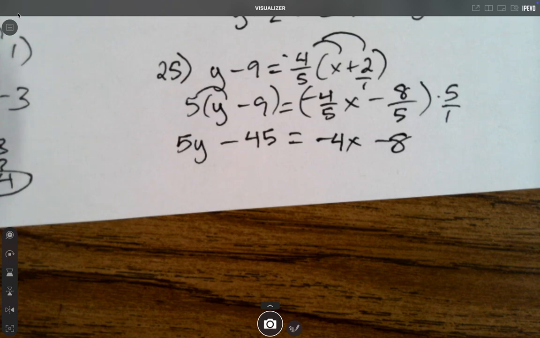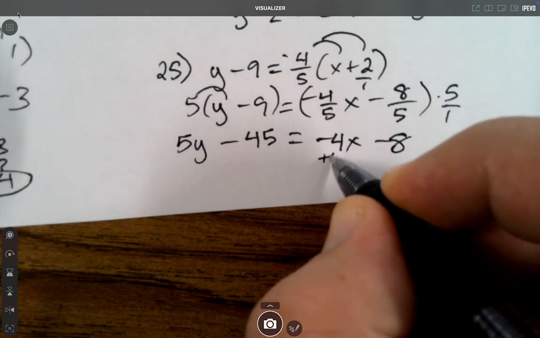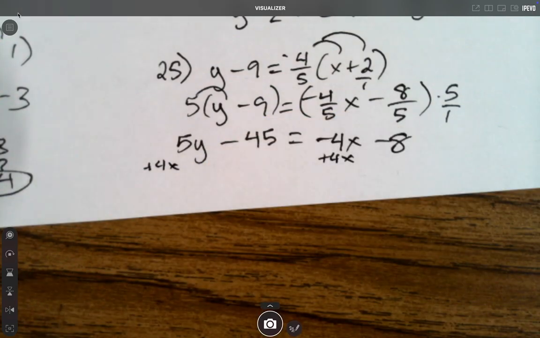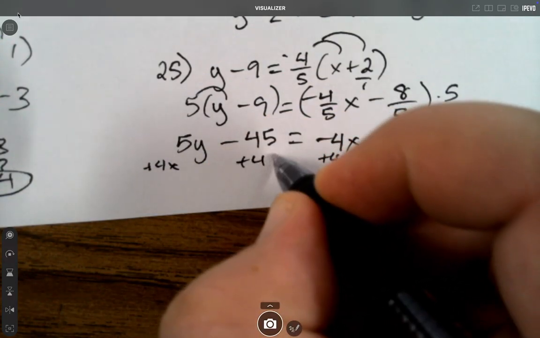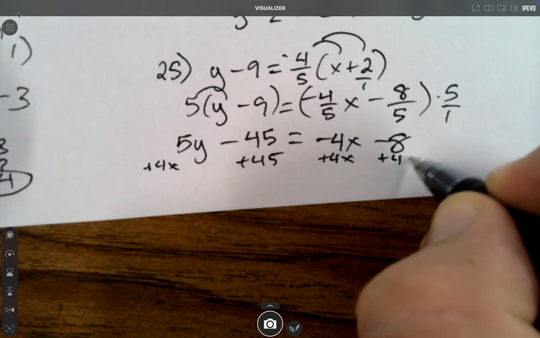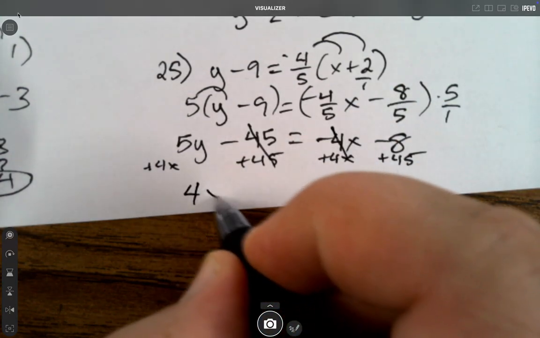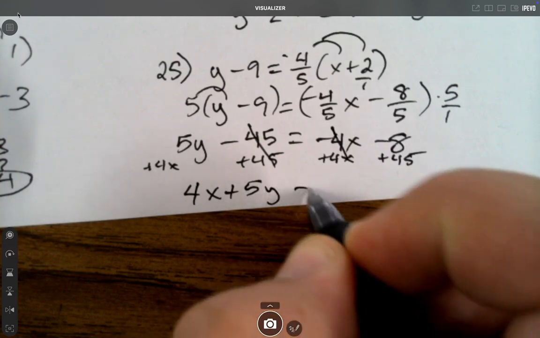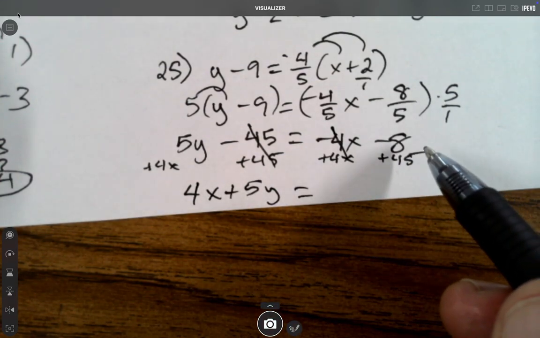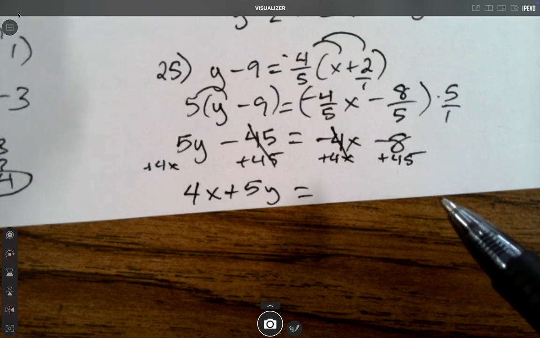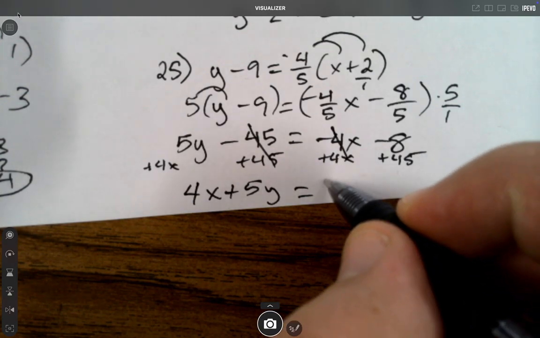So because I'm running out of space, I'm going to try to do 2 steps at once. I need to add 4x over to this side. So I want x and y on the left. And I'll add 45 to both sides because I want all the constants on the right side. So 4x plus 5y, and negative 8 plus 45 is 37.